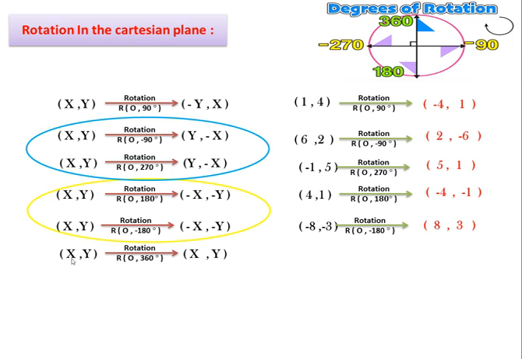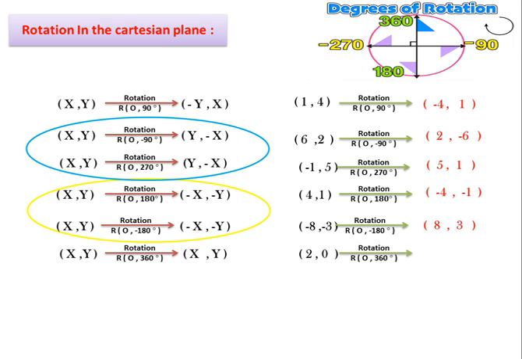Now, if we have the point x and y and make a rotation about the origin point by 360, we get the same point. Why? Because we make a whole rotation. From the starting point, we make a whole rotation back to here, or from here we rotate back to here, and we have the same point. Then we can say positive 360 or negative 360 is the same.